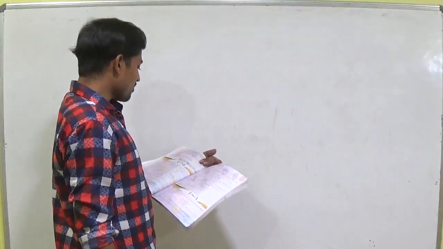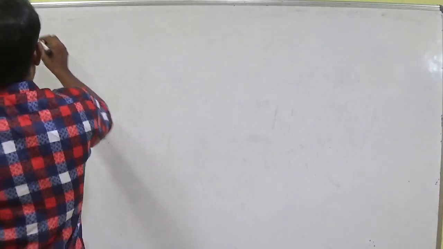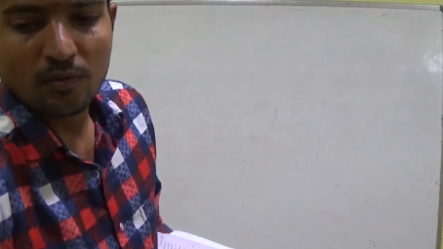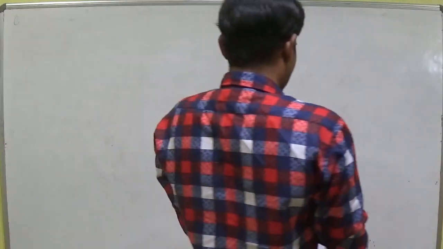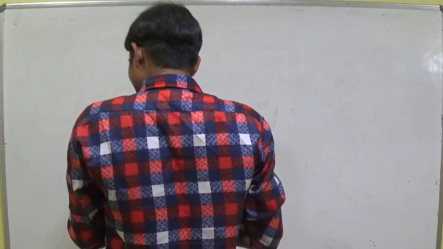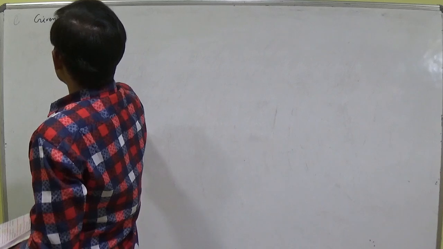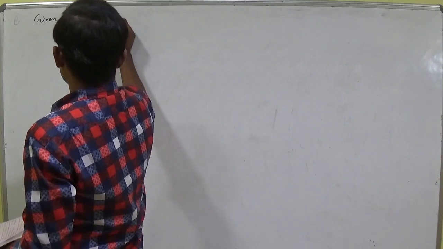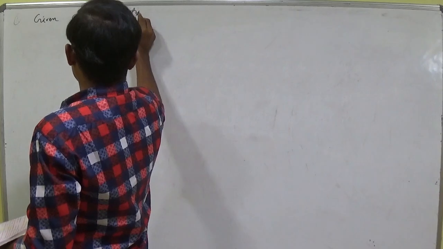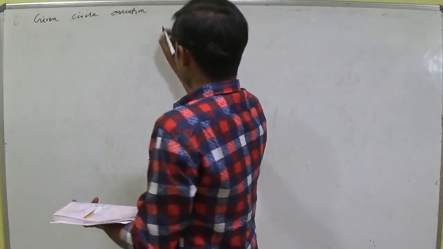See, very first problem, the equation of the chord of the circle bisected by the point, I mean to say here midpoint has given. Then equation of the chord, first one, very first one is circle equation given.